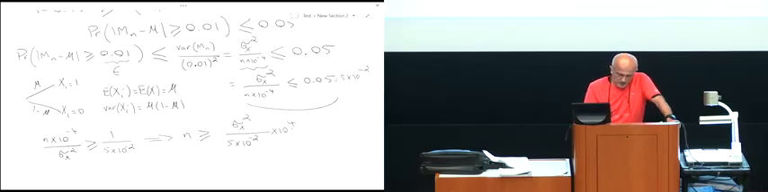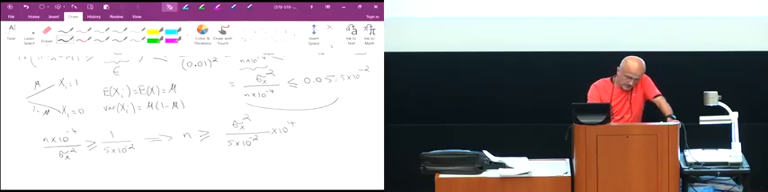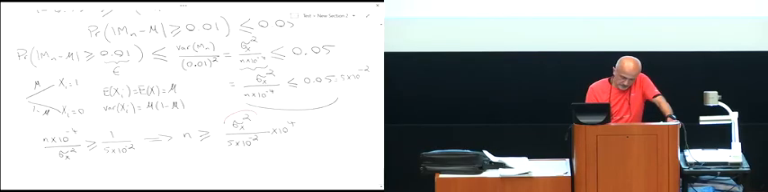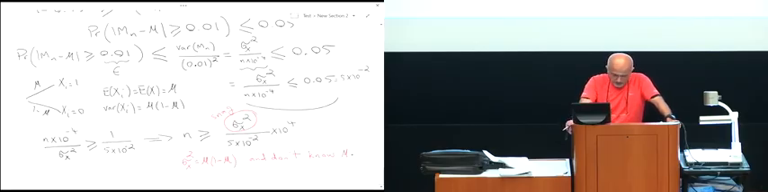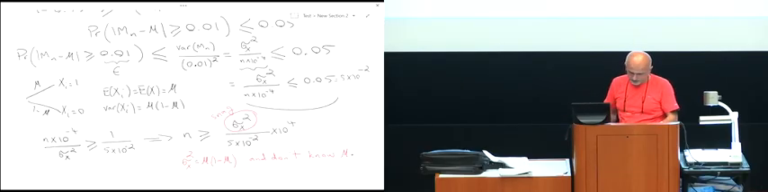But we have a problem. Our problem is this. This is our snag. Sigma x squared is mu times 1 minus mu, and we don't know mu. What should I do?